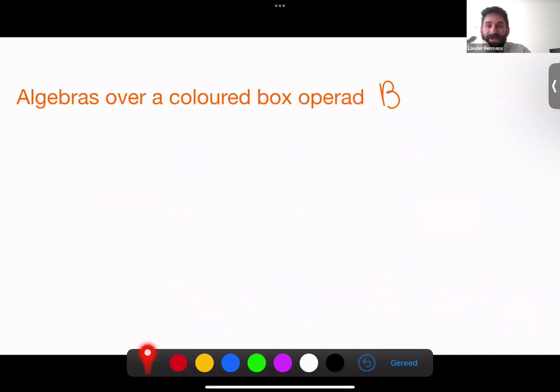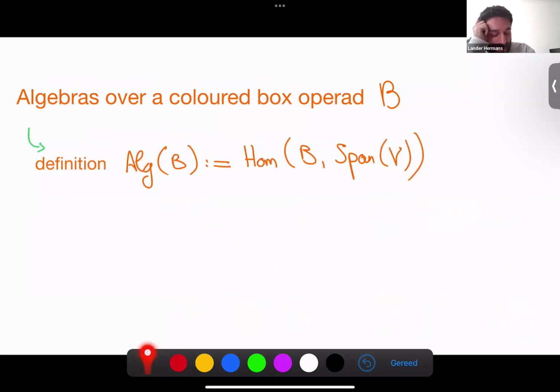Okay, and then I guess the big question now is, how do we define an algebra over such a colored box operad? In this, I will use what we've seen in the first class, namely a virtual double category that we're interested in as a category itself. And what we define as an algebra over a colored box operad is exactly the category of virtual double category functors between V and this virtual double category of V-enriched spans.